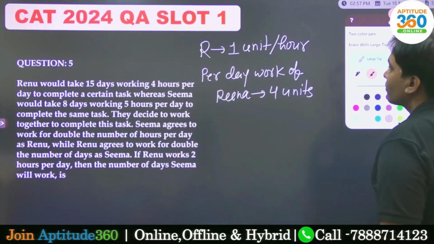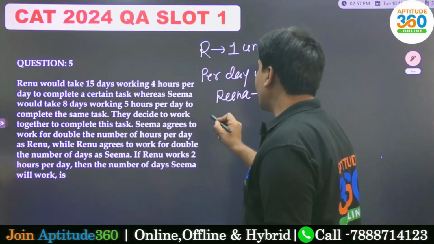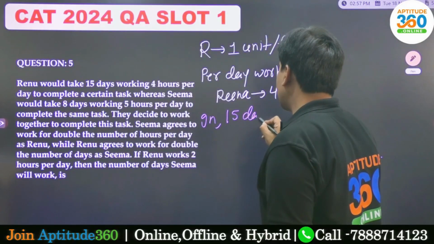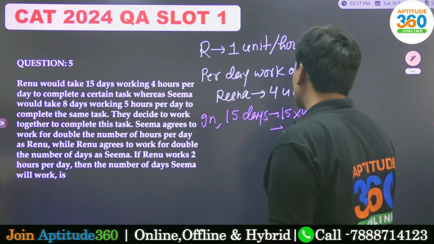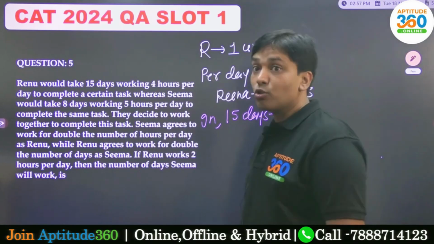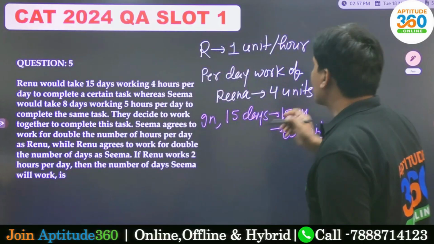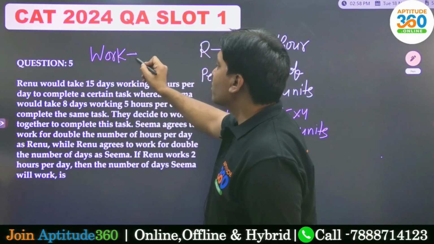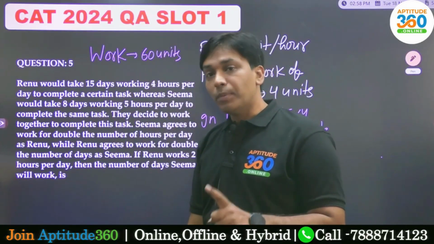And then since she is completing the entire work in 15 days, can I say that in 15 days, she would be doing 15 into 4, and that is nothing but 60 units. So Renu is completing 60 units. So should I assume that the entire work is nothing but 60 units? So can I say that the work over here is 60 units, provided Renu does 1 unit per hour.